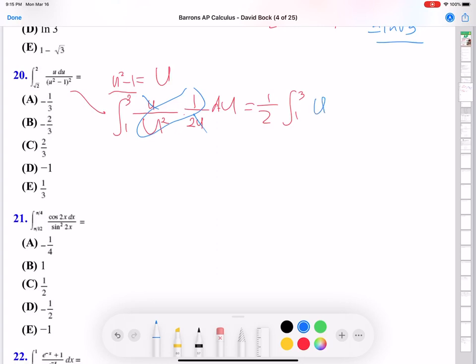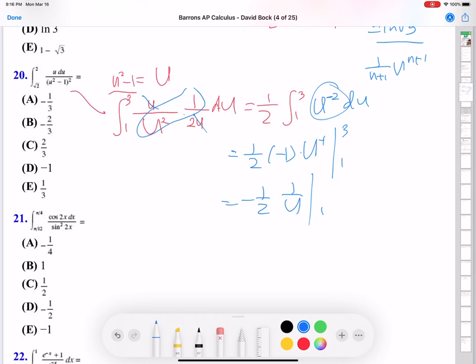That means U to the negative second power. And then 1/2 times the power rule, 1 over n plus 1 times U to the n plus 1 power. n is negative 2 in this case. So negative 1 times U to the negative 1 power, from 1 to 3. So negative 1/2 times 1 over U, from 1 to 3. Plug in 3 first. Negative 1 over 6 minus negative 1 over 2. So negative 1 over 6 plus 1/2, that is 1/3. So E is the answer.